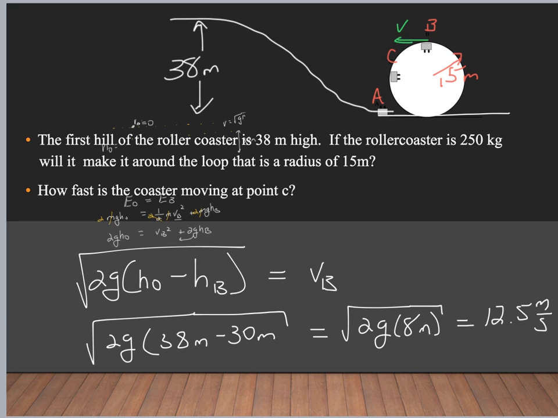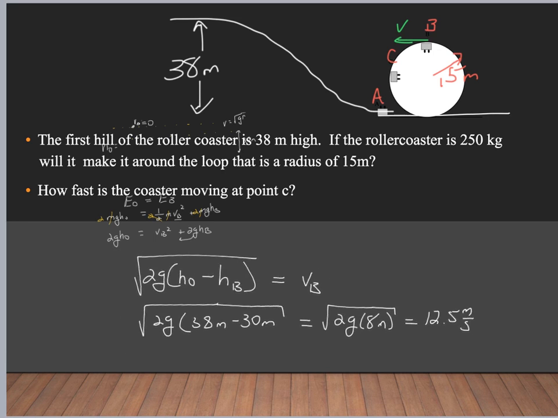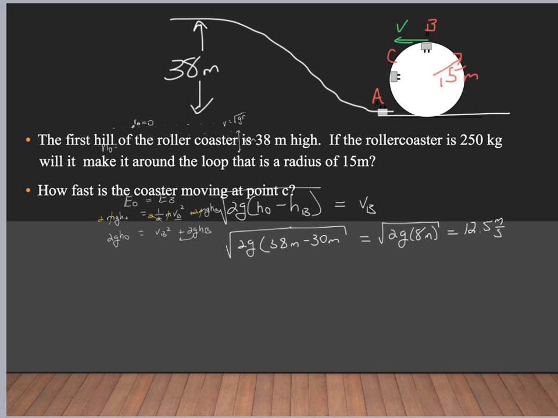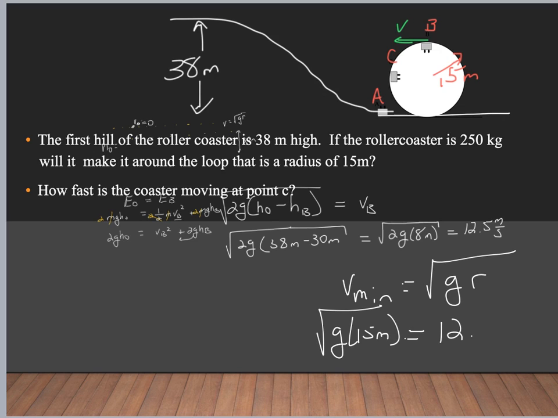Now, if we compare that to the minimum speed, which is the square root of gr, we get g times 15 meters, and that'll be 12.12 meters per second. So the roller coaster will go through the loop since it is larger than the minimum needed to go around that loop safely.